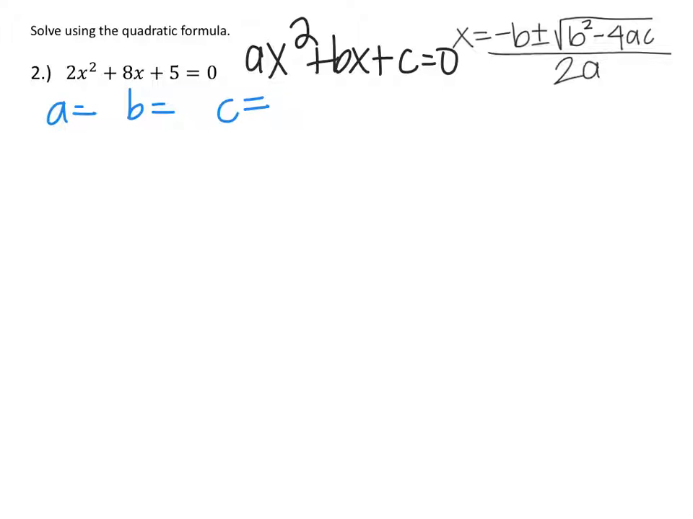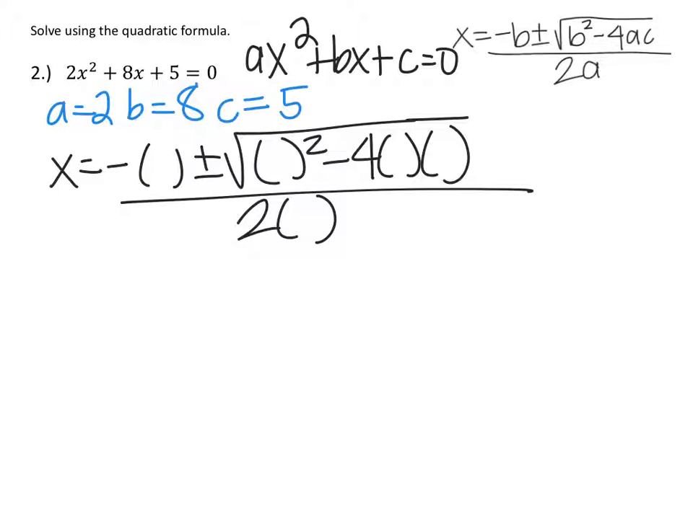So in this case, a equals 2, that's the coefficient of the x squared term. B equals 8, that's the coefficient of the x term. And c equals 5, that's your constant. So we're going to plug these values into the quadratic formula.